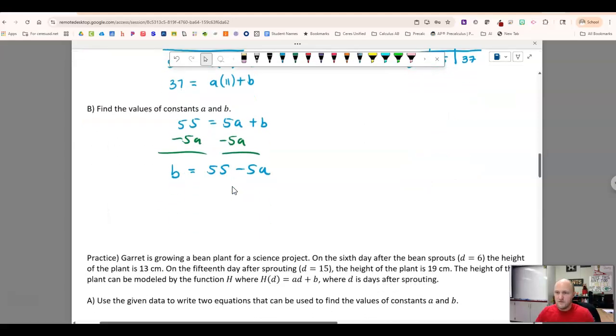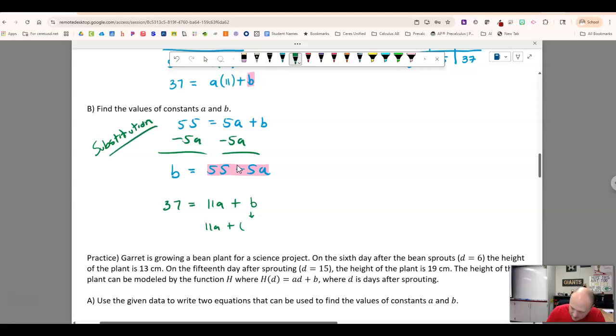So I've solved for one variable, and now I'm going to plug this into my second function. So notice b is 55 minus 5a. Well, here's my other equation. 37 is equal to 11a plus b. But instead of b, I'm going to substitute, right? So that's why this is called substitution. Okay, so I get 55 minus 5a here equals 37.